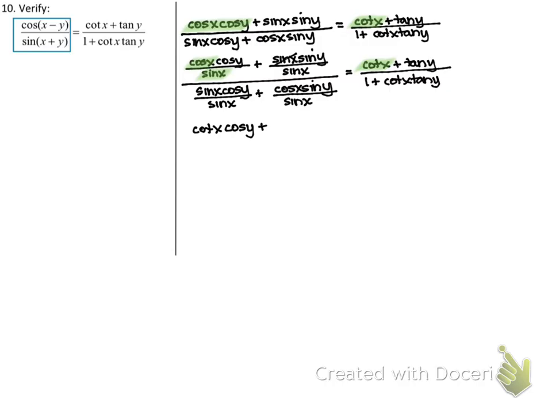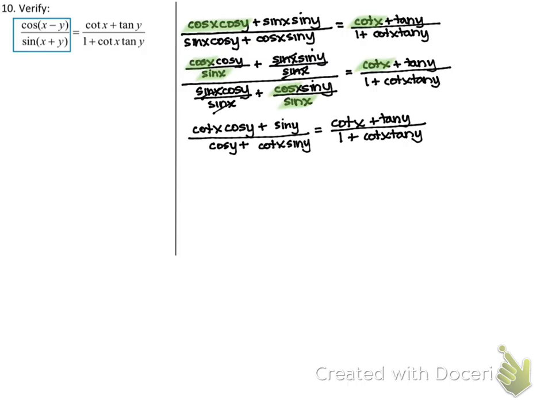Plus, now here my sine x is canceled. That's good. Sine y over, in the bottom, my sine x is canceled again. So I've got cosine y plus, okay, this cosine x over sine x also gives me a cotangent x. And then I still have my sine y. Okay, equals, carry down the other side. So I've got cotangent x plus tangent y all over 1 plus cotangent x tangent y.